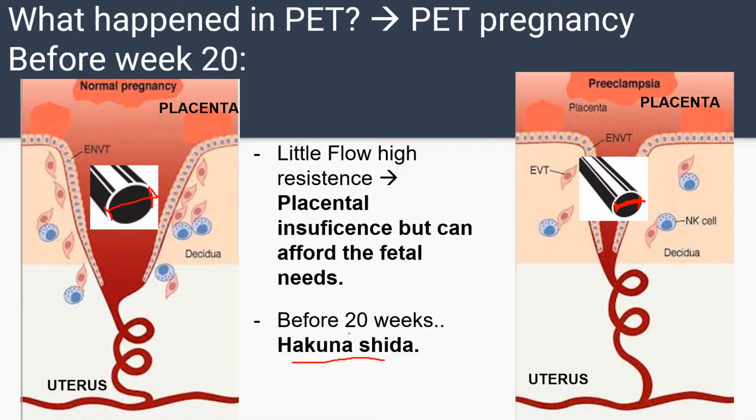But after 20 weeks, the fetus is getting bigger, and it's growing very fast. So it needs more and more nutrients, and the placenta, when it has preeclampsia, cannot afford it, because this is very little. So this little flow needs to increase. So the placenta increases the pressure. And the increase of the pressure causes all the problems that we're going to look at in the next slides.